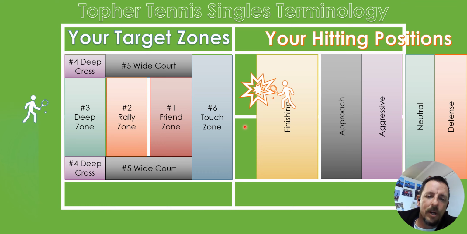That's our target zones. Remember, the friend zone is actually a mistake to hit in a competitive match. We really don't want to put the ball in the friend zone. We really like to be in zones 3, 4, 5, and 6. But those zones open up depending on where we are. 3, 4, 5, and 6, we only hit from neutral, aggressive, approach, and finishing. In the defensive zone, we just want to rally the ball into zone number 2.